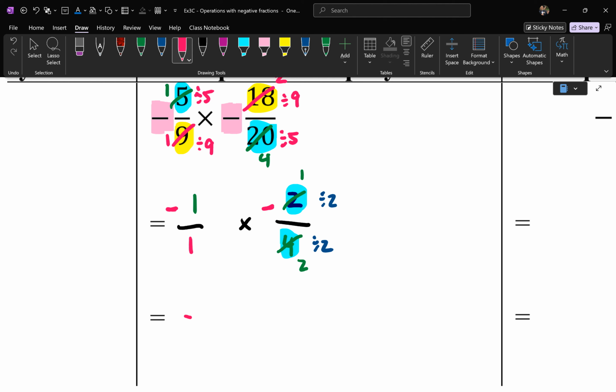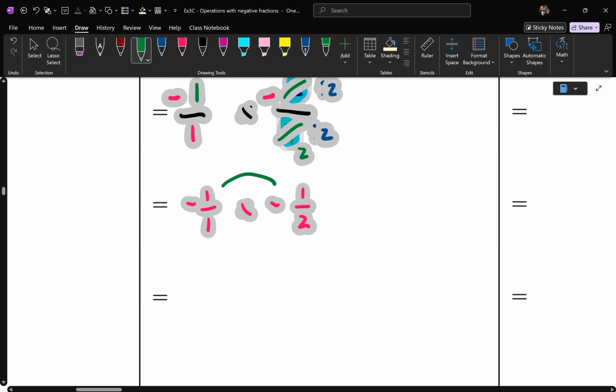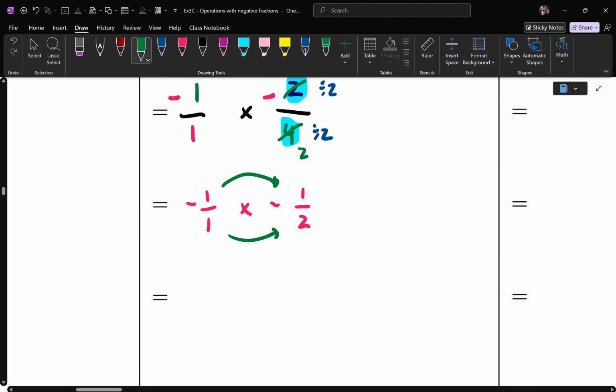Now your new fraction is -1 on 1 times negative 1 on 2. That is much easier to multiply now than your initial fraction. The initial fraction was much harder. Yeah, so from here, now we can do what Josh said. Top with top, bottom with bottom.